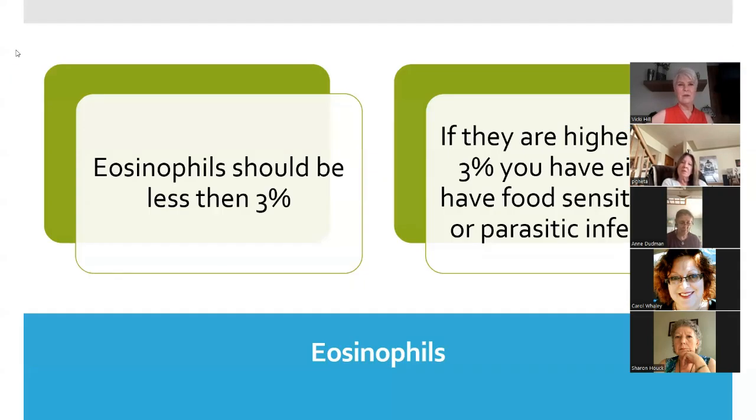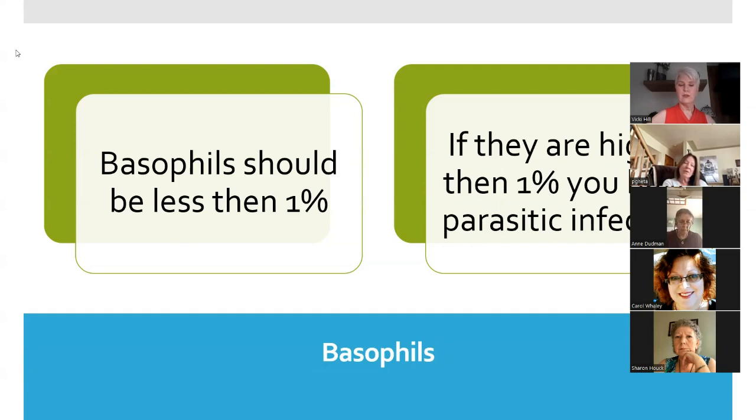So the next couple of markers are eosinophils. Eosinophils, the magic number is 3%. If that's elevated, then we're looking at food sensitivities or allergies or parasitic infection. And the next one after that are basophils, and that should be at 1%.